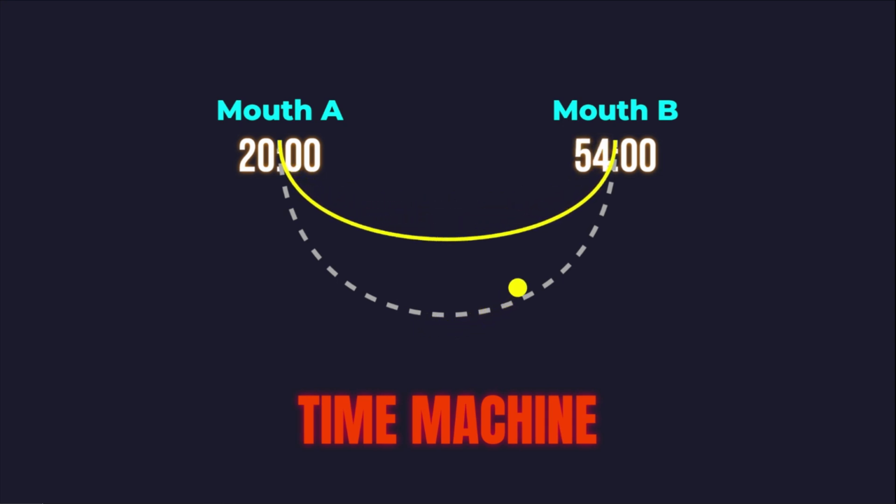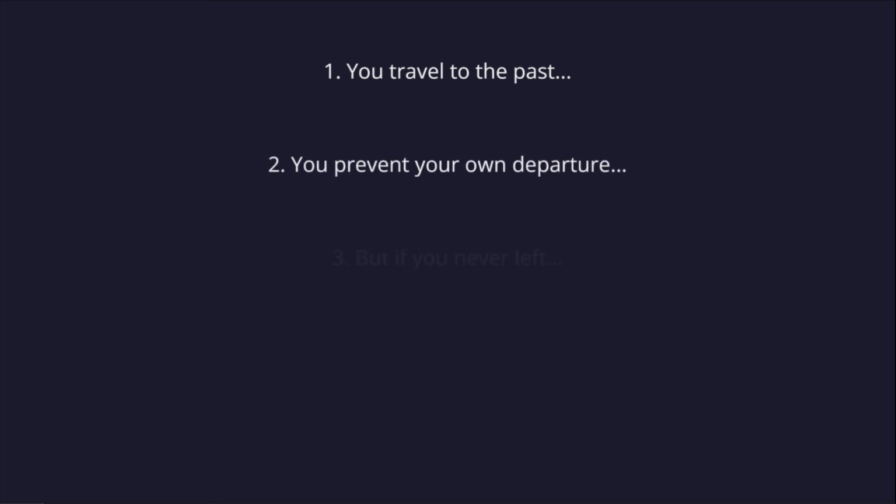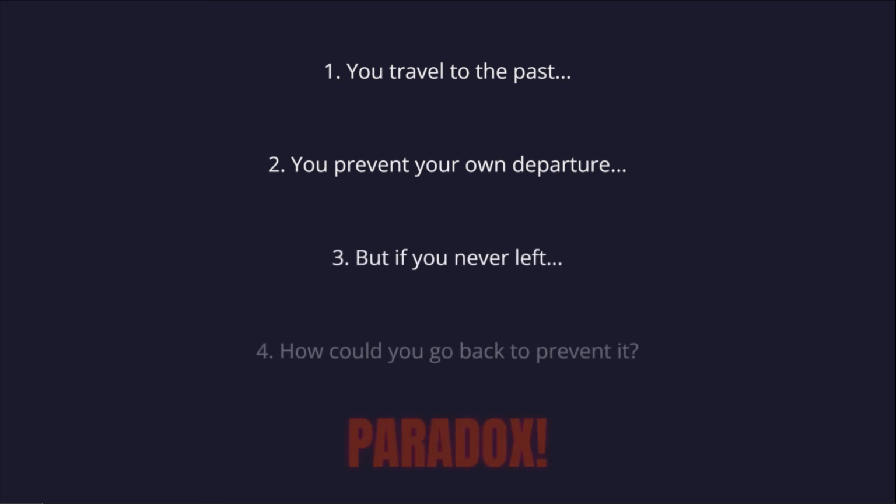An observer entering the advanced mouth and exiting the retarded mouth could potentially interact with their own past. The existence of CTCs violates the principle of causality, leading to paradoxes, where an event could prevent its own cause. This potential for time travel is the most challenging theoretical hurdle for traversable wormholes.